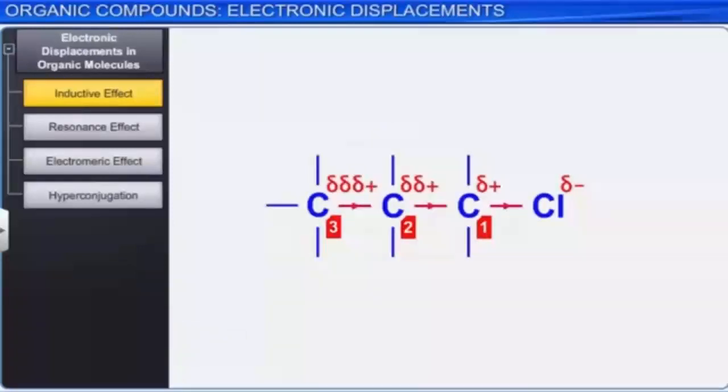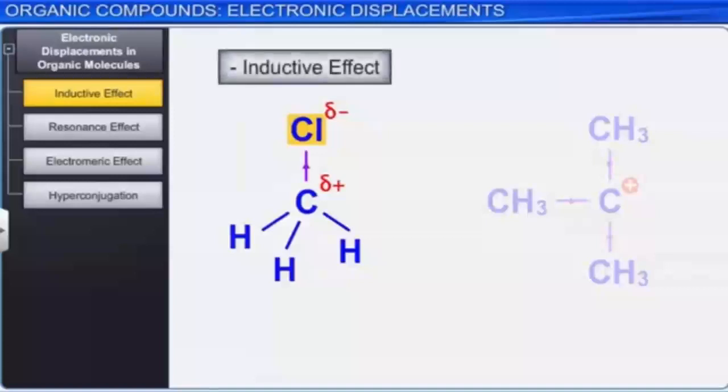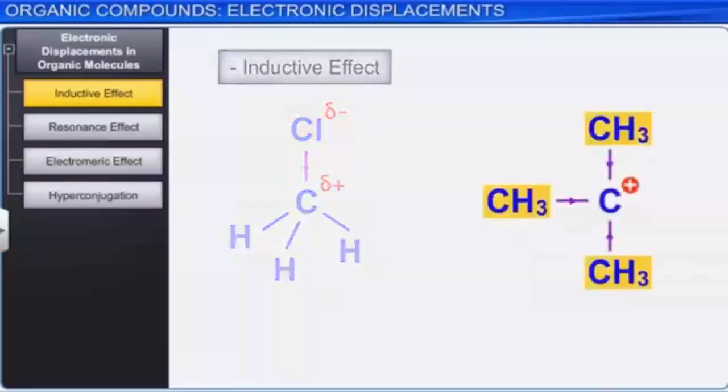The inductive effect is related to the ability of a group to either withdraw or donate electron density to the attached carbon atom of the alkyl group. If any atom or group attracts electrons more strongly than hydrogen, it is classified as an electron withdrawing group and is said to have a minus inductive effect. On the other hand, if any atom or group attracts electrons less strongly than hydrogen does, then it is classified as an electron donating group and is said to have a plus inductive effect.